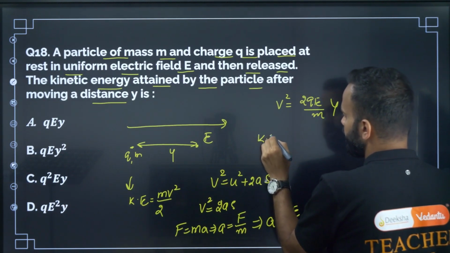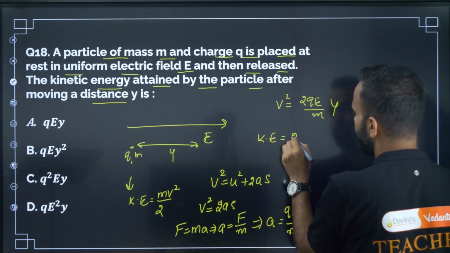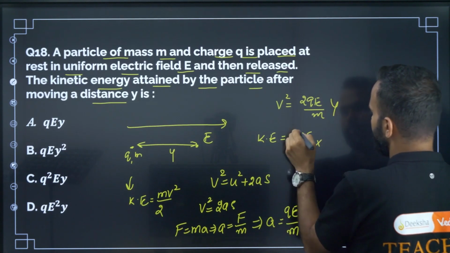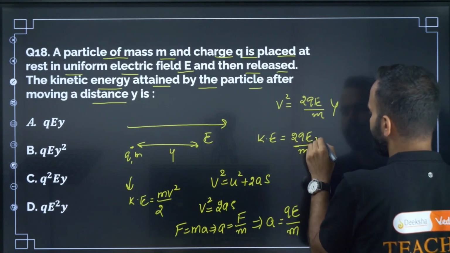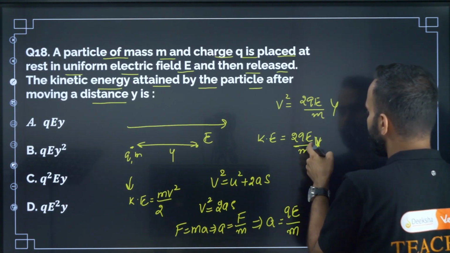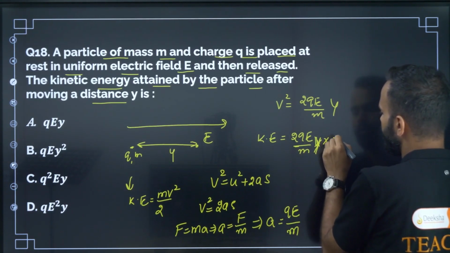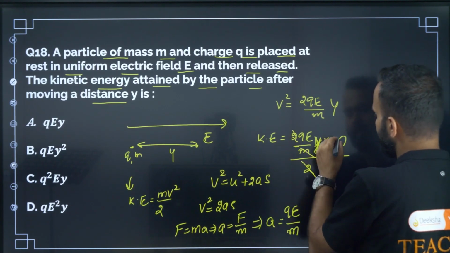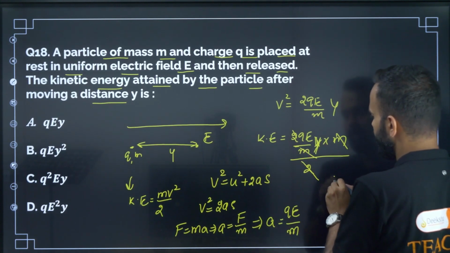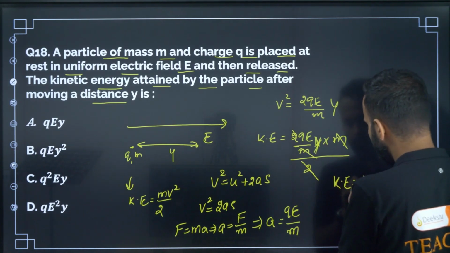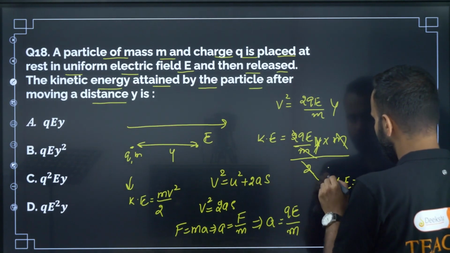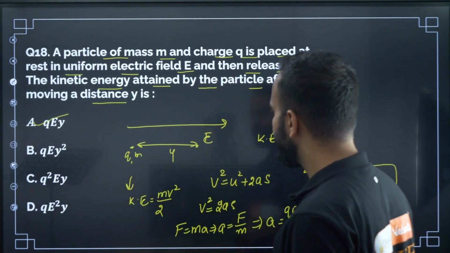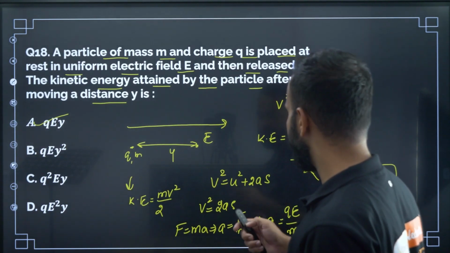Now substitute v square into the kinetic energy equation. Kinetic energy is equal to 2 qE by m into y, into m divided by 2. So 2 will get cancelled, m will get cancelled. Kinetic energy is equal to q into E into y. So the correct option is A, qEy.